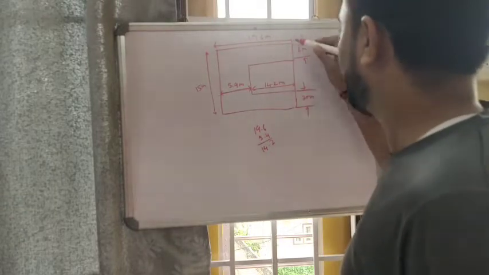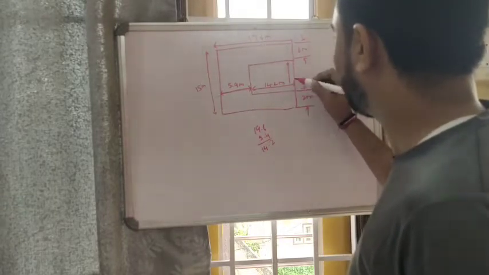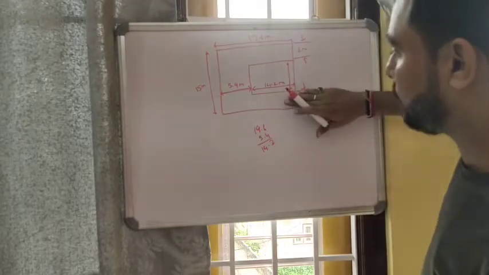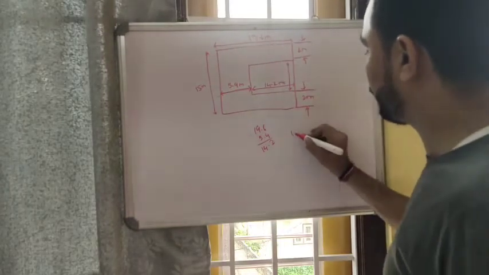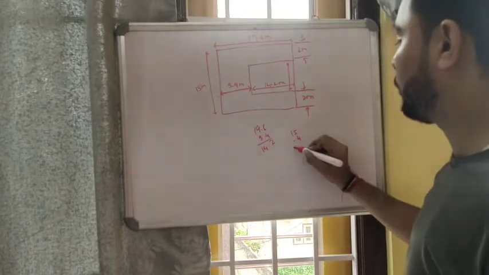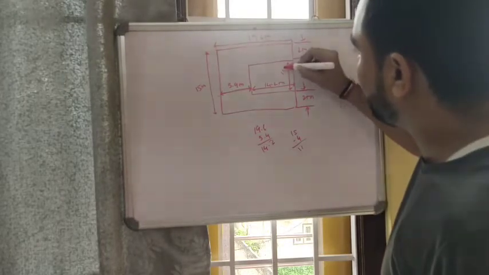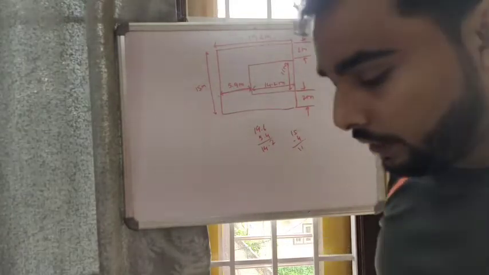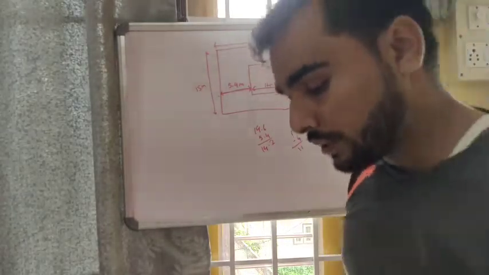14.2 meter, and breadth from here to here will be the breadth. So for breadth, this is total 15. From 15 subtract this 2 and 2. So 15 minus 2 minus 2 means 4, so it will be 11 meter. Like this you will find the area of the smaller rectangle and you will get the area of the shaded portion. I hope it is clear.